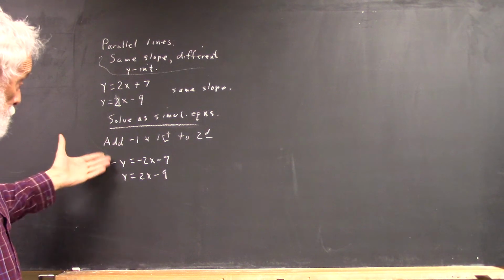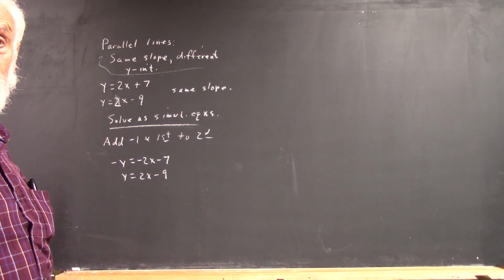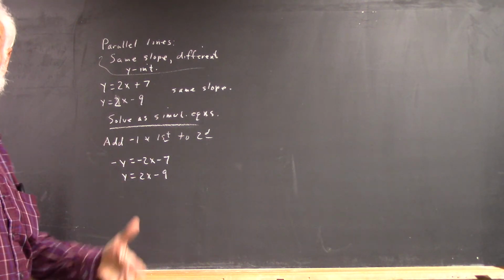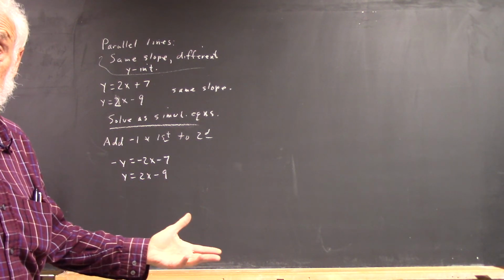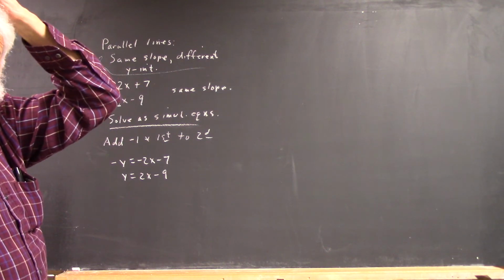Now, if I add them, what's going to happen to y? It's going to be 0. Yeah, -y and y add up to 0, right? So that's your 0 that you need. That's kind of the key.